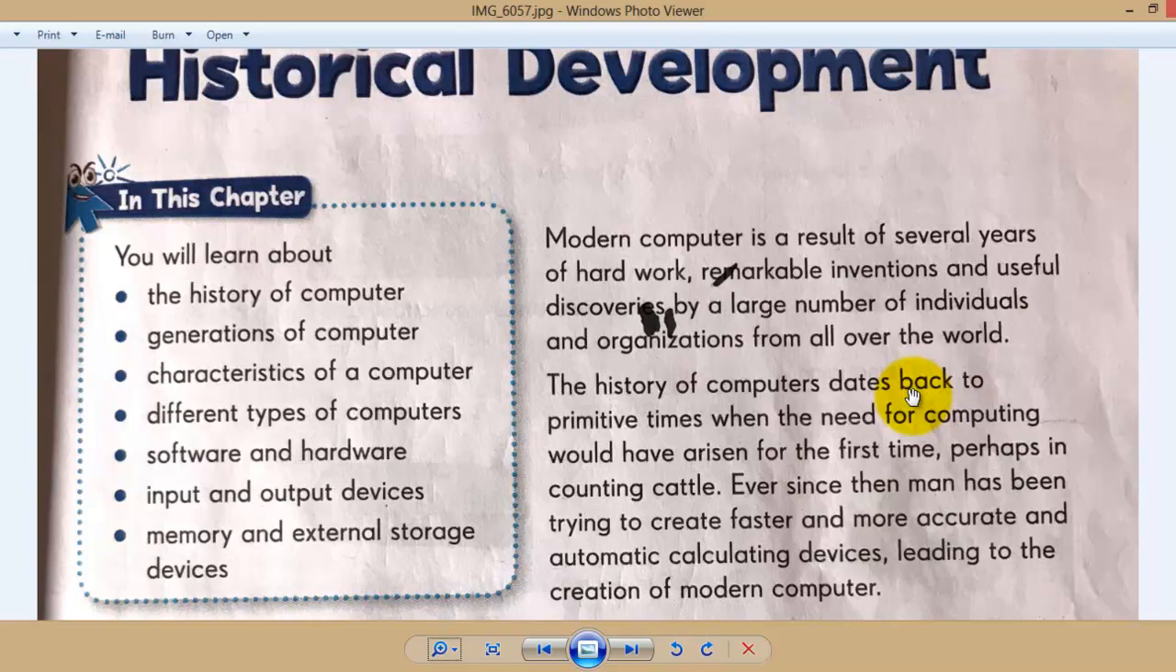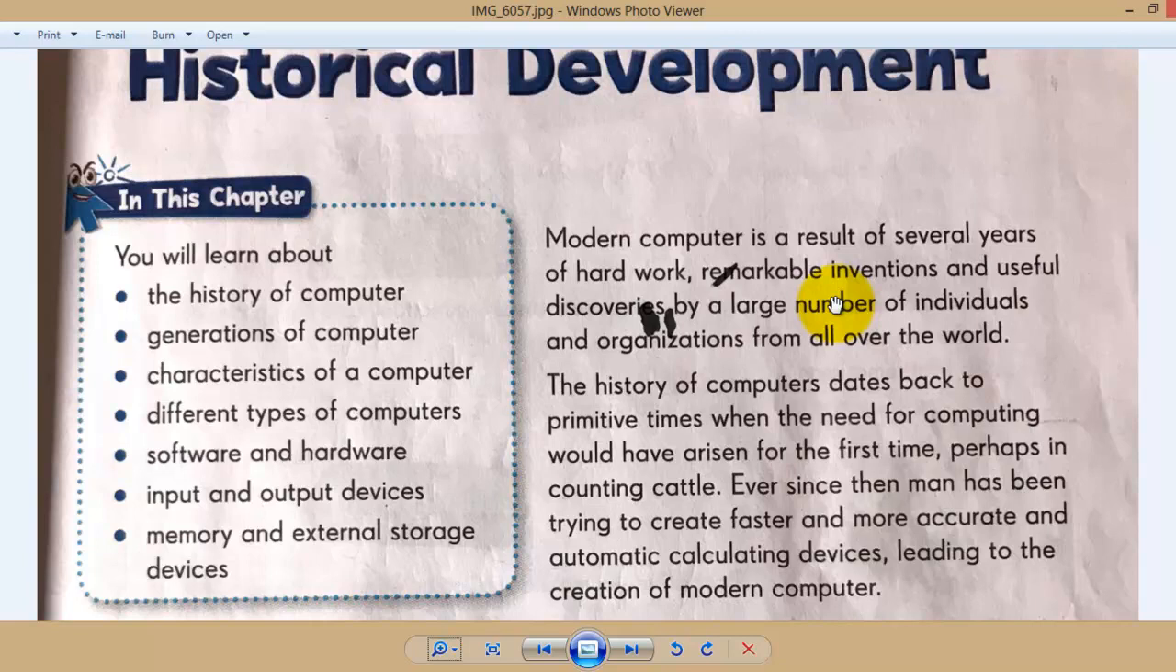So it's not something made in one year or in one shot. It's been developed through several years of hard work by combining the efforts of all the scientists who developed different devices before making this modern computer. Remarkable inventions and useful discoveries by a large number of individuals and organizations from all over the world. All the technology and theories have been contributed from all over the world, and it's been developed. Let's see the first one.